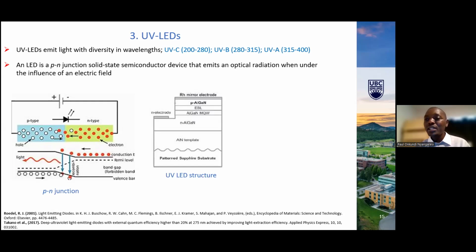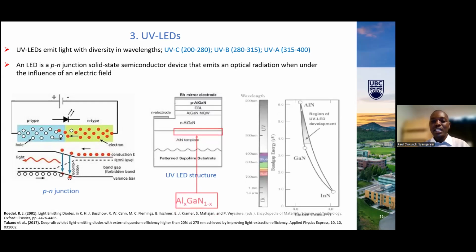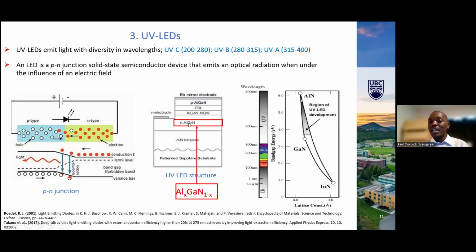One main thing in UV LEDs is what we call the active region. This active region is the one which produces light, and it is made of a chemical called aluminum gallium nitride. To change the wavelength of these UV LEDs, you change the amount of aluminum in the gallium nitride. When you keep changing that amount of aluminum, you are changing the wavelength.